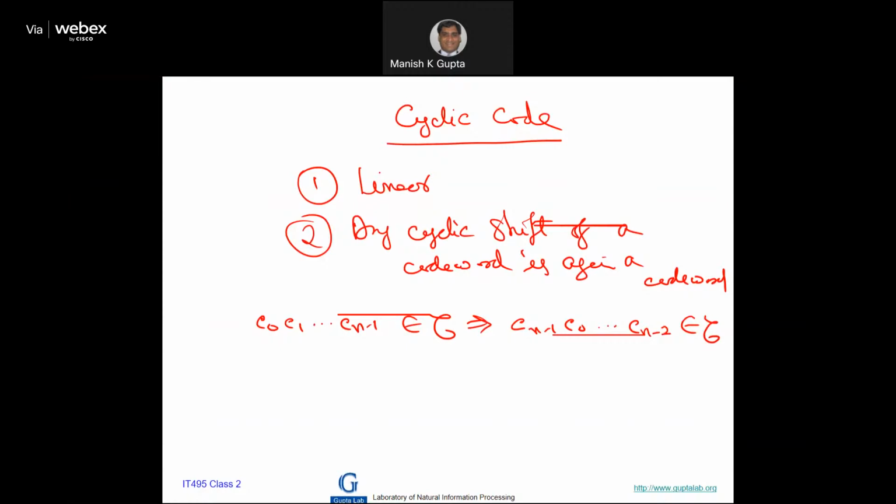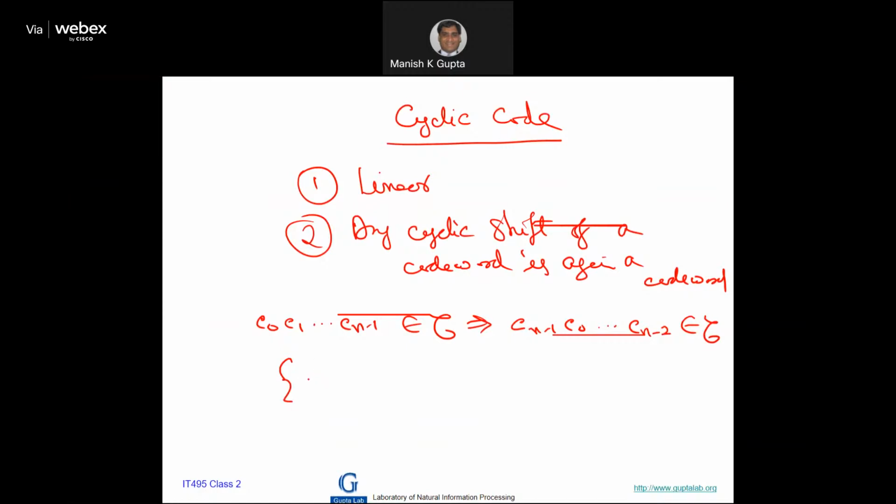Of course, C has to be linear first. Linear, number one. Number two, this property: you take any code word, shift it, and it is also in C. So this is a definition of cyclic code. Let us take some examples here.